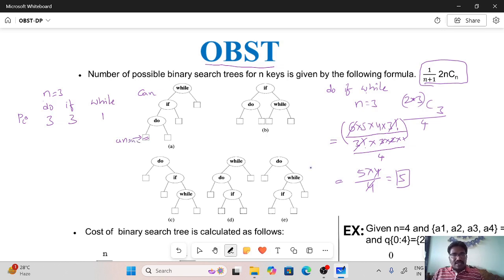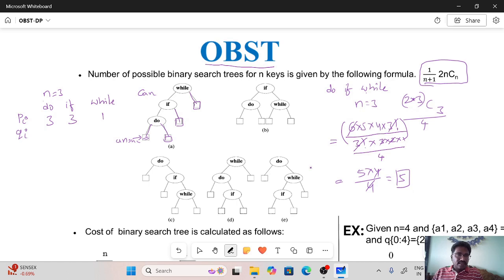For the unsuccessful search with 3 elements, the words smaller than do all occupy the left side. Words larger than do and smaller than if occupy the next position. Words larger than if and smaller than while occupy the next one. And the words higher than while all occupy the right side, like dictionary words. So for 3 keys, how many unsuccessful cases do we get? 4 unsuccessful cases. Good.